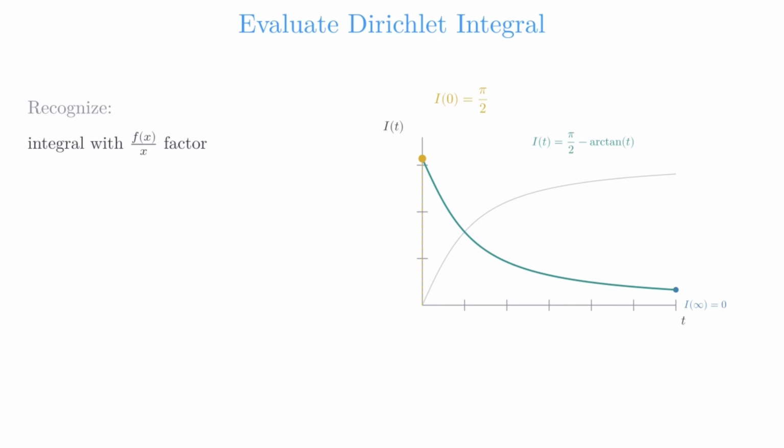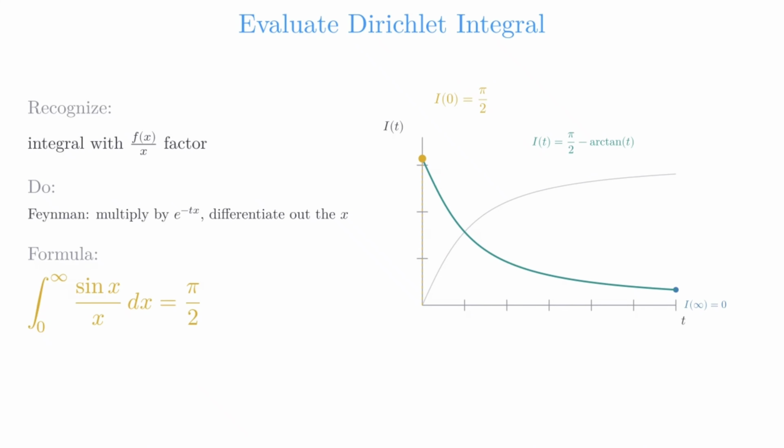Whenever you see an integral where dividing by x blocks standard methods, consider Feynman's trick. Introduce an exponential parameter that cancels the x upon differentiation. Multiply by e to the negative tx, differentiate under the integral to kill the denominator, then integrate the resulting elementary form and apply boundary conditions. The Dirichlet integral equals pi over 2. A beautiful result, made accessible by one of the most elegant tricks in analysis.